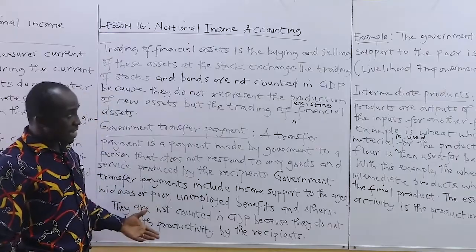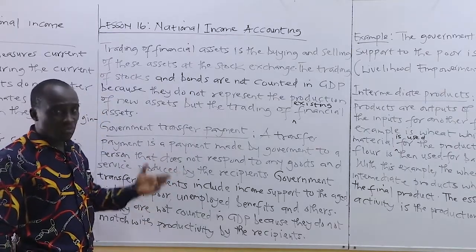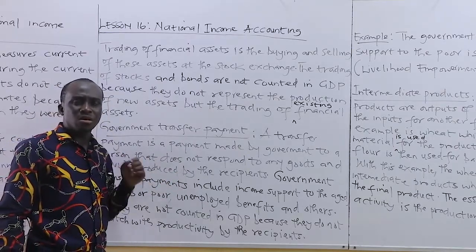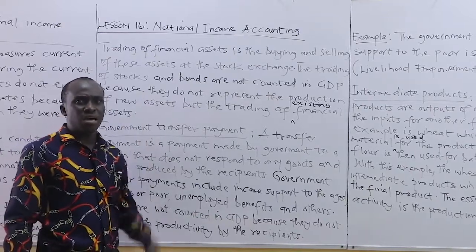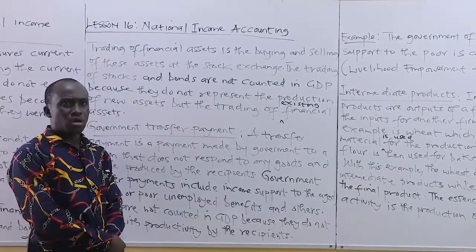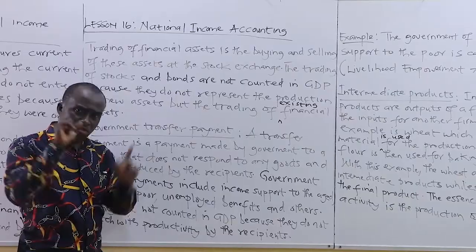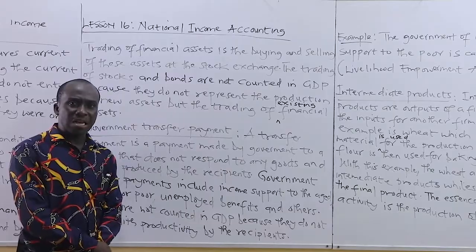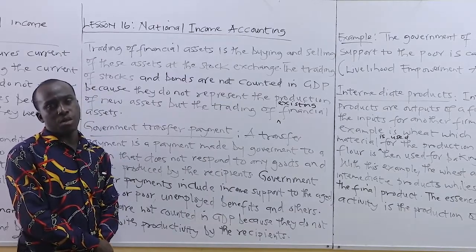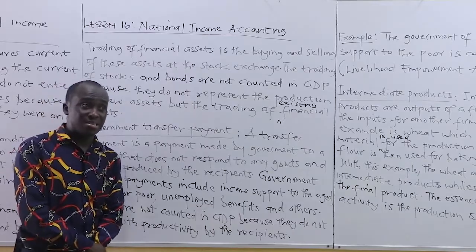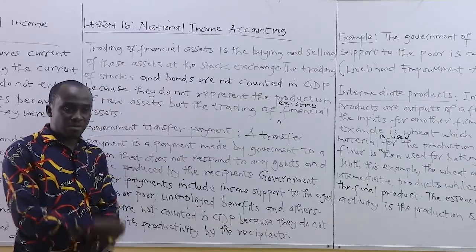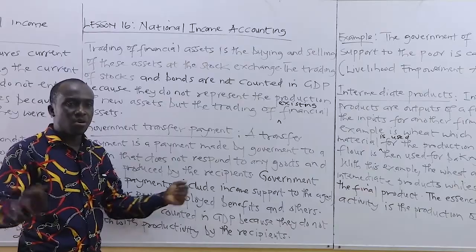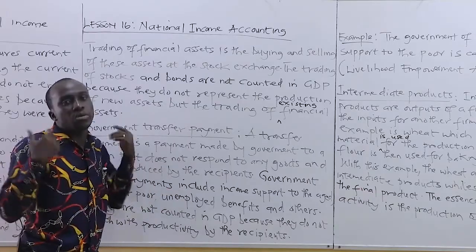So in Ghana we have what we call the Livelihood Empowerment Against Poverty. That was introduced around 2007, 2008, by the then NPP government. They give people from poor homes an amount of money every month to support them. And the government has been doing that consistently for more than 16 years now, giving them a small amount of money to support them.